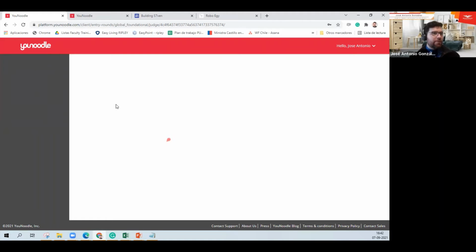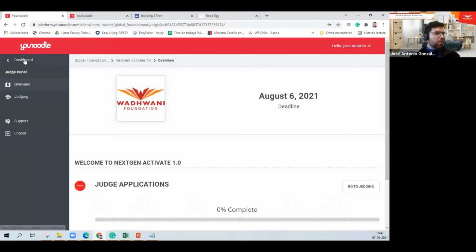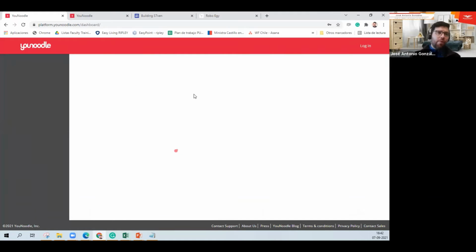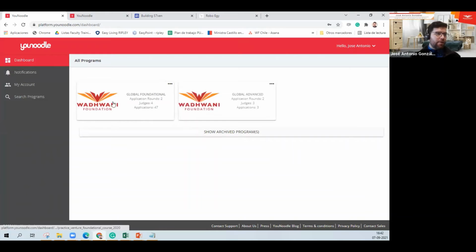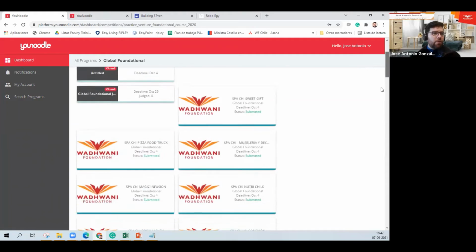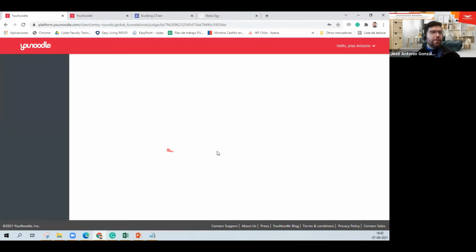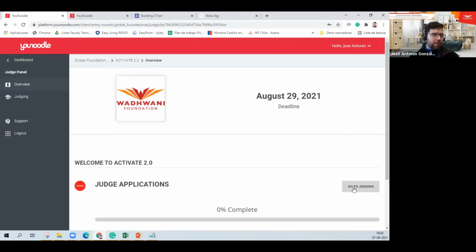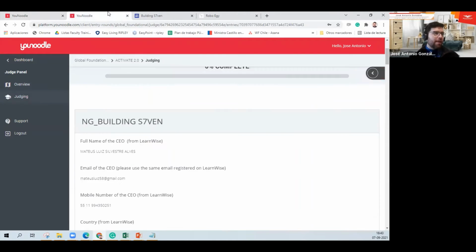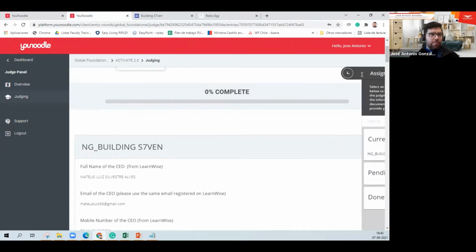evaluations. So after this, we should go to the new box that appears here inside the Global Foundational Challenge, a new box where we will be able to see the projects assigned to us. This box is called Activate 2.0, that's open. And entering here, you will be able to see the PVs of the students. Then here we'll have to press go to judging. We will be able to see the projects assigned to us.